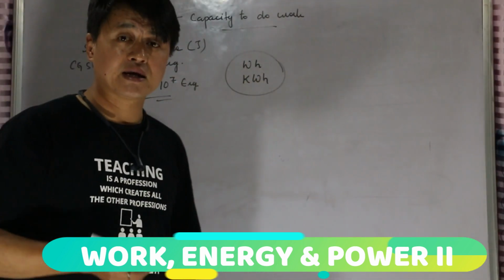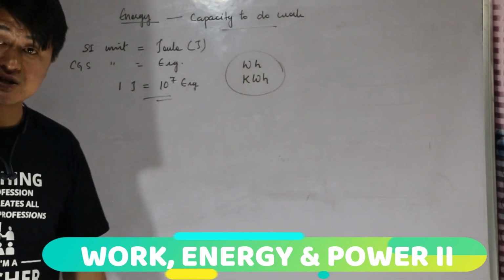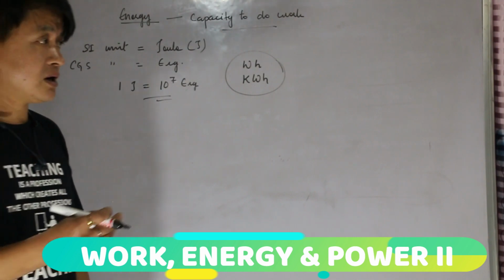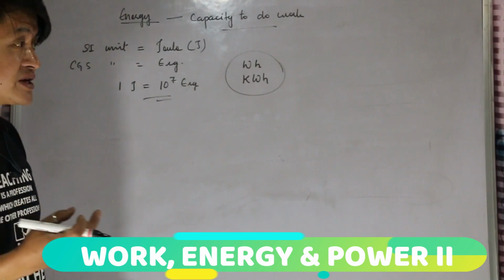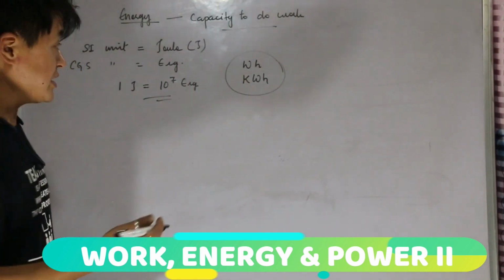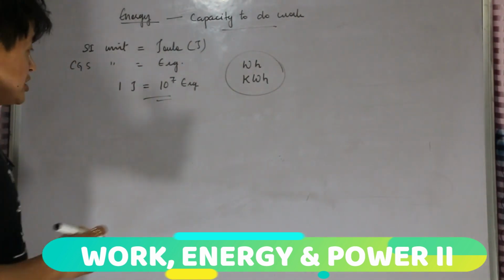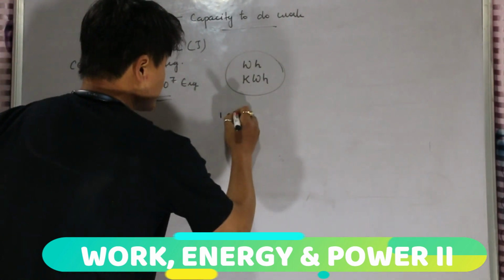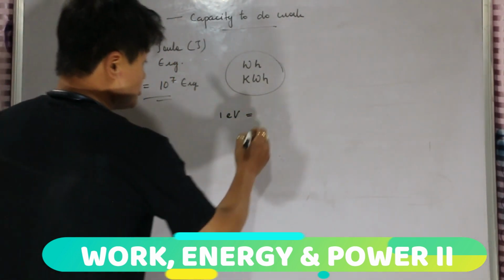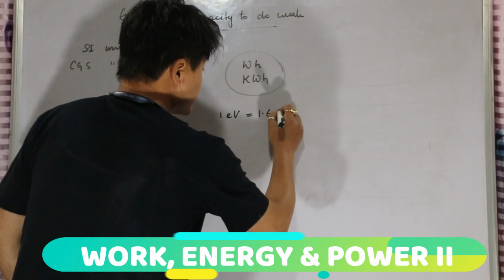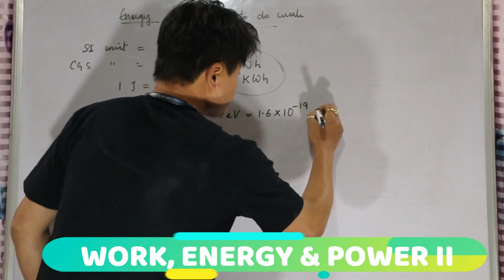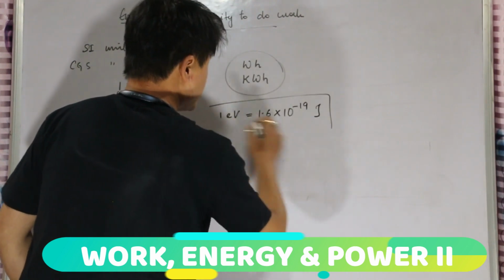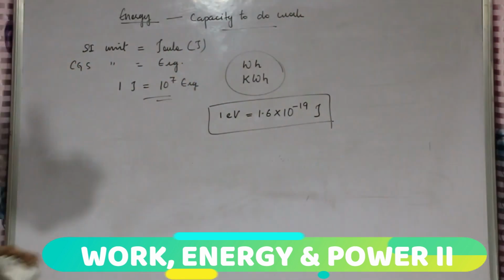Heat energy is measured in calories, and the energy of small particles like atomic particles is measured in electron volt. This is important in chemistry also. So 1 electron volt is equal to 1.6 into 10 to the power minus 19 joule, which is a very small energy.